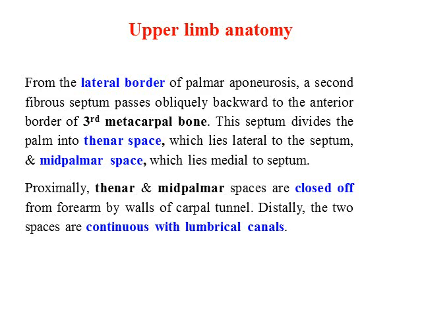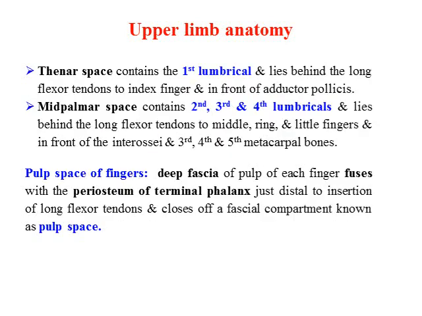Proximally, the thenar and midpalmar spaces are closed off from the forearm by the walls of the carpal tunnel. Distally, the two spaces are continuous with the lumbrical canals. The thenar space contains the first lumbrical and is situated behind the long flexor tendons of the index finger and in front of the adductor pollicis muscle, while the midpalmar space, which contains the second, third, and fourth lumbricals, lies behind the long flexor tendons of the middle, ring, and little fingers, and in front of the interossei and the third, fourth, and fifth metacarpal bones.